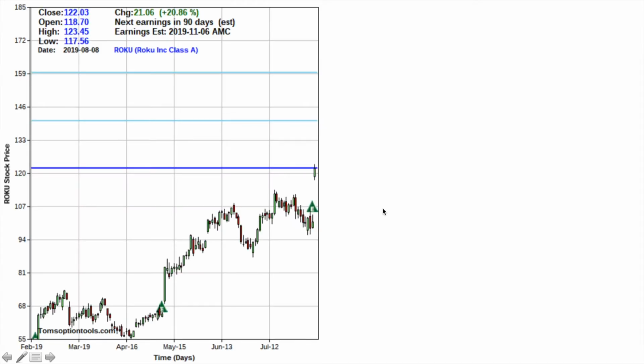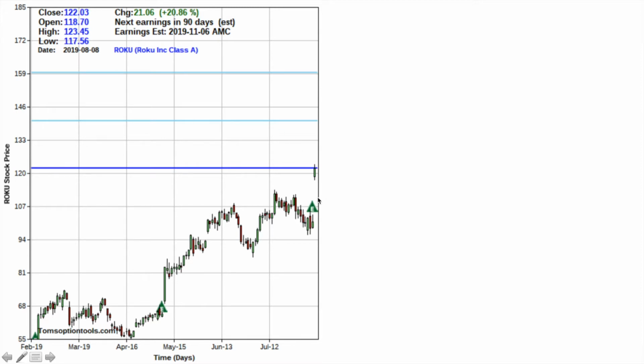So to get started, let's set the table. What kind of stocks are we interested in? Well, first off, we're going to be using directional butterflies only for bullish opportunities. That has to do with implied volatility and the way it works in bullish stocks versus bearish stocks.